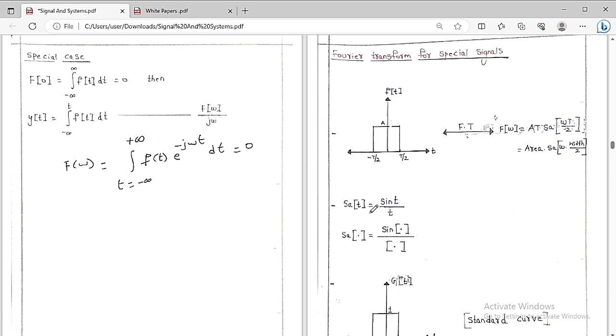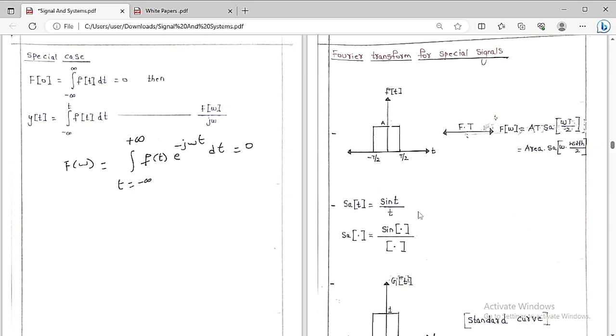What is the meaning of Sa? Sa of t is nothing but sine t by t. I've already told you. Sa of anything can take any dummy variable. It is nothing but sine of this dummy variable by the dummy variable. It can be t, it can be 2t, it can be 3t, it can be 6t, anything. Keep the same thing in both places. So Sa of t is equal to sine t by t. The bracket indicates that it can be anything: sine of this value by the same value. This you always have to keep in your mind.